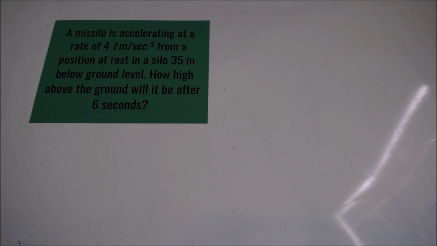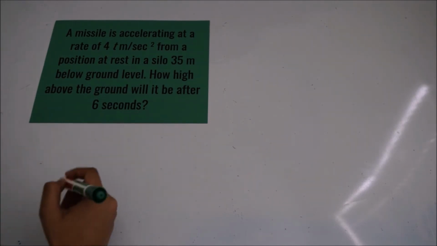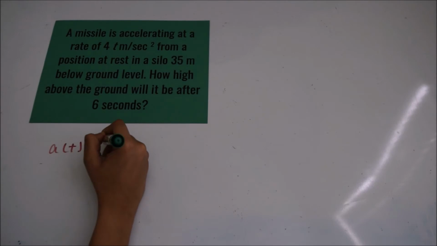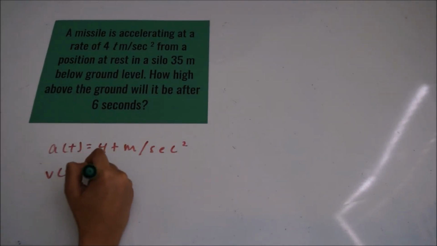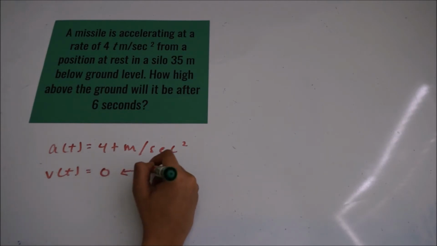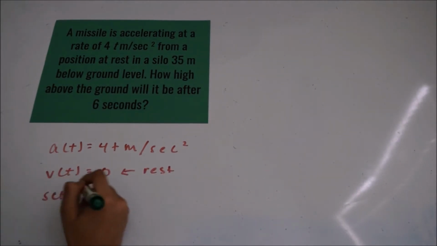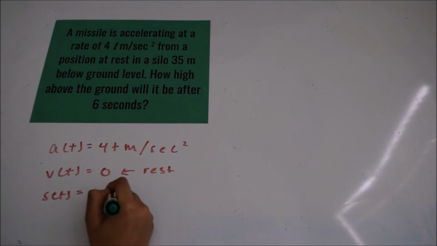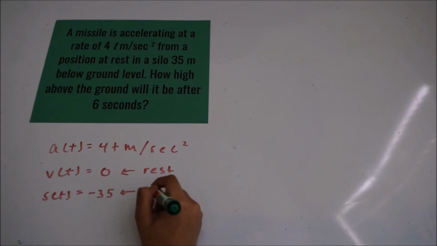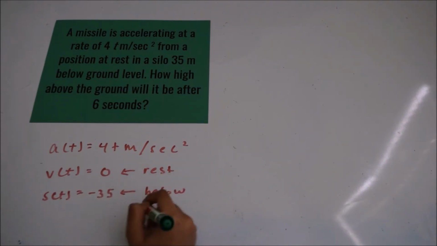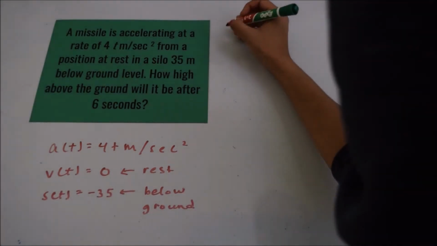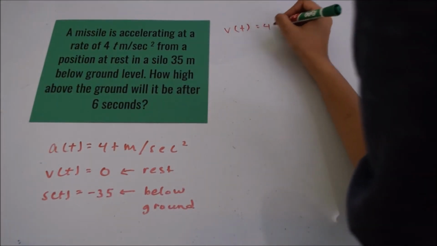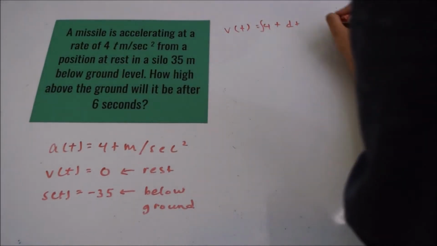As stated in the question, the acceleration will be 14 meters per second squared, which is expressed by the function a of t. Next, the velocity function will be equal to 0 since it is at a position of rest, which is expressed by the function v of t. And now the position function, which is expressed by s of t, will be negative 35 because the missile is below the ground. Now integrate the acceleration to find the velocity function, which will be equal to 14t.